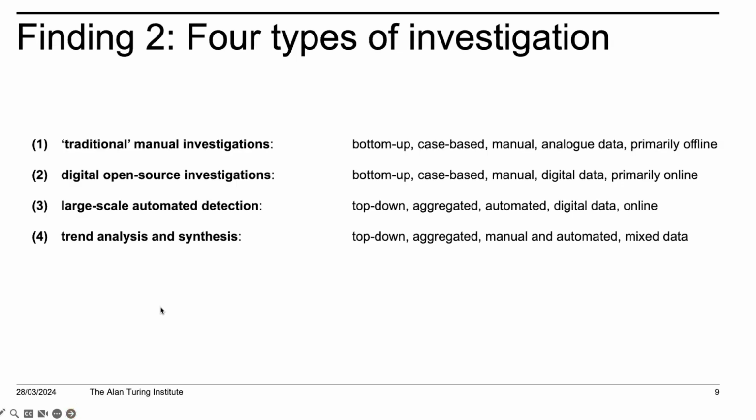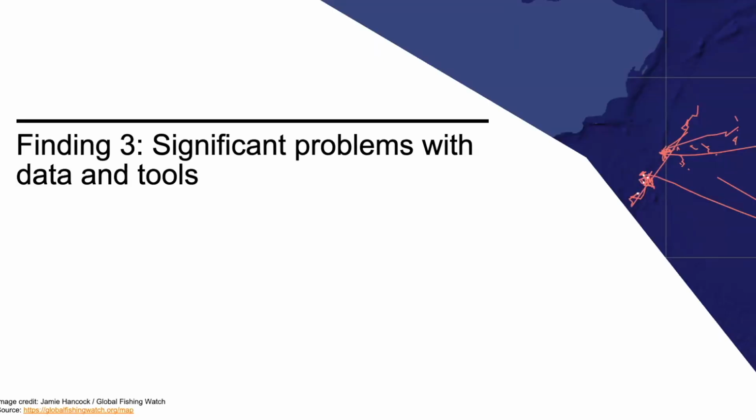So we identify 4 types of investigation. These are traditional manual investigations, digital open source investigations, large-scale automated detection, and trend analysis and synthesis. Finally, we identified that there were significant issues raised by our participants about data and tools.